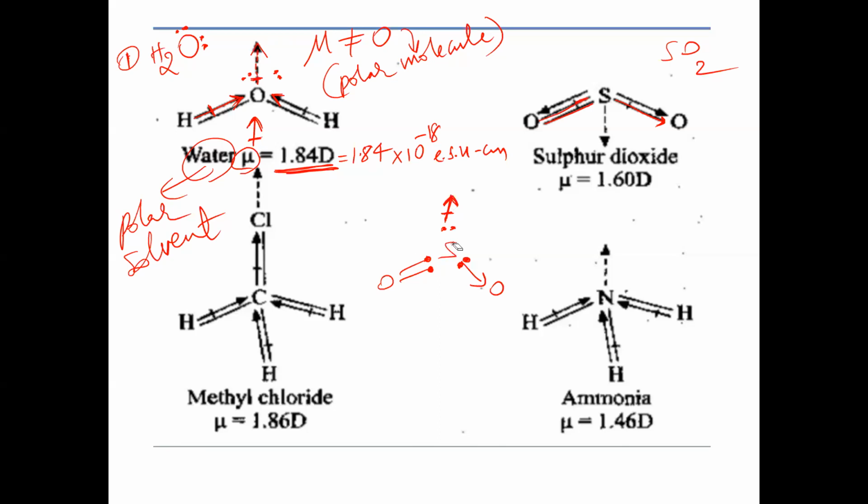Between sulfur and oxygen, which is more electronegative? Oxygen is more electronegative. That's why the dipole moment points towards it. This crossed arrow indicates what? Dipole moment.